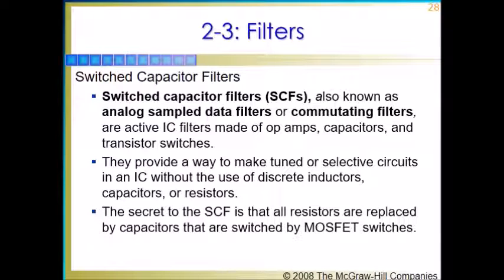The secret to the SCF is that all resistors are replaced by capacitors that are switched by MOSFET switches. Resistors are more difficult to make in IC form and take up far more space on the chip than transistors and capacitors. With switch capacitors, it is possible to make complex active filters on a single chip. Other advantages are selectivity of filter type, full adjustability of the cutoff or center frequency, and full adjustability of bandwidth. One filter circuit can be used for many different applications and can be set to a wide range of frequencies and bandwidths.